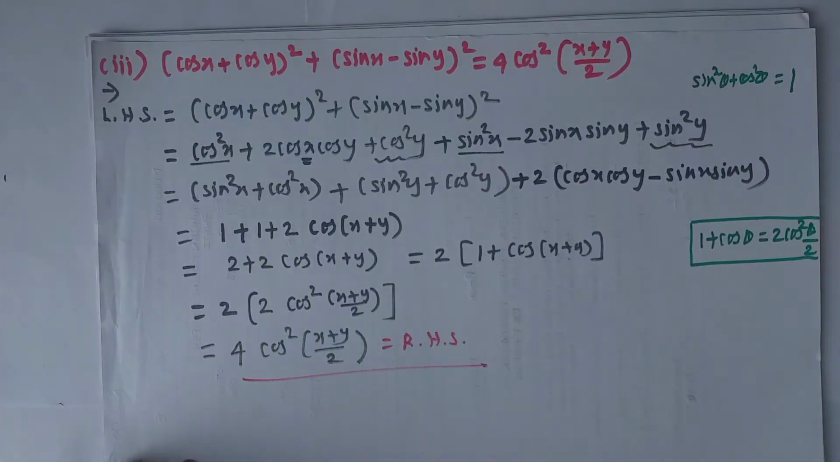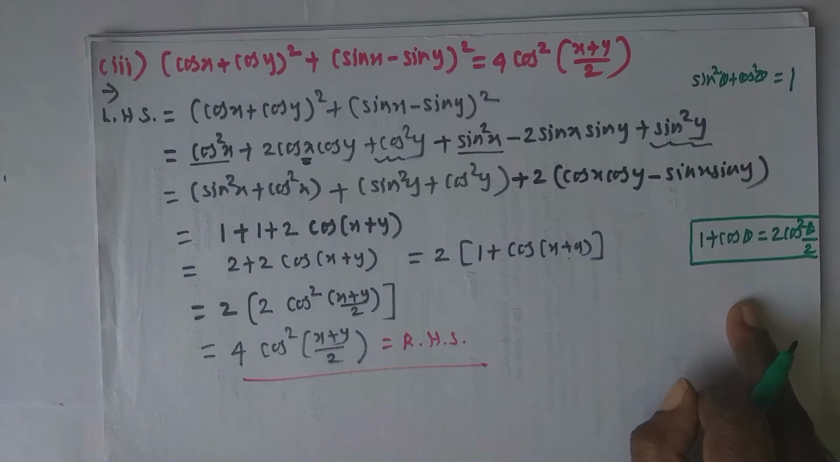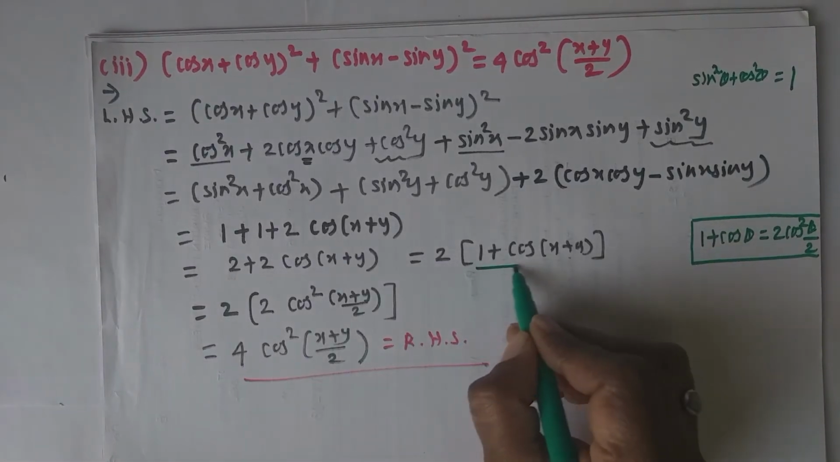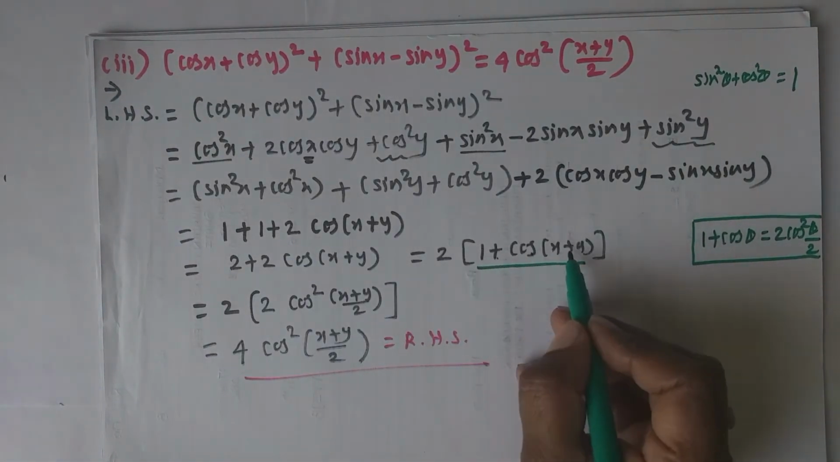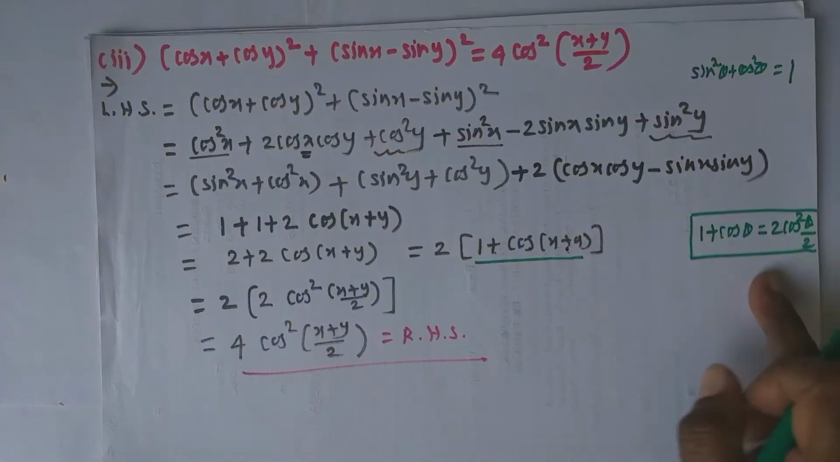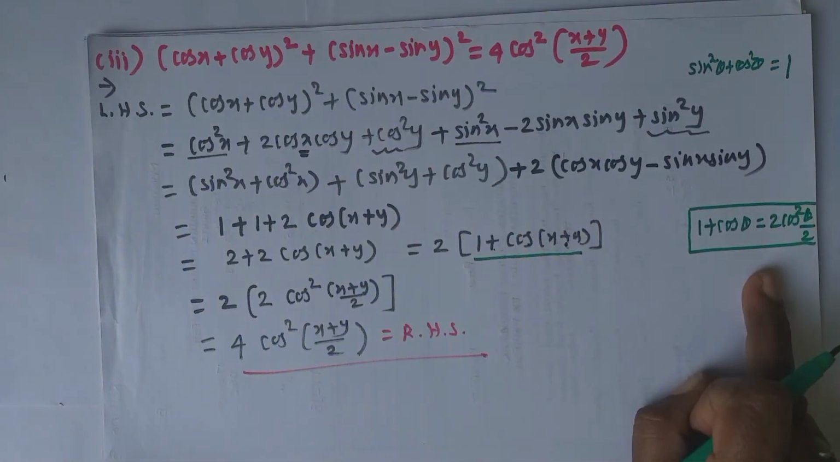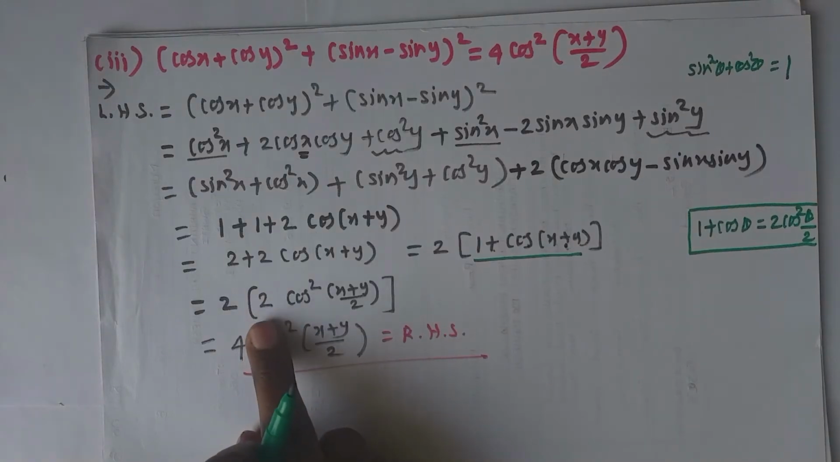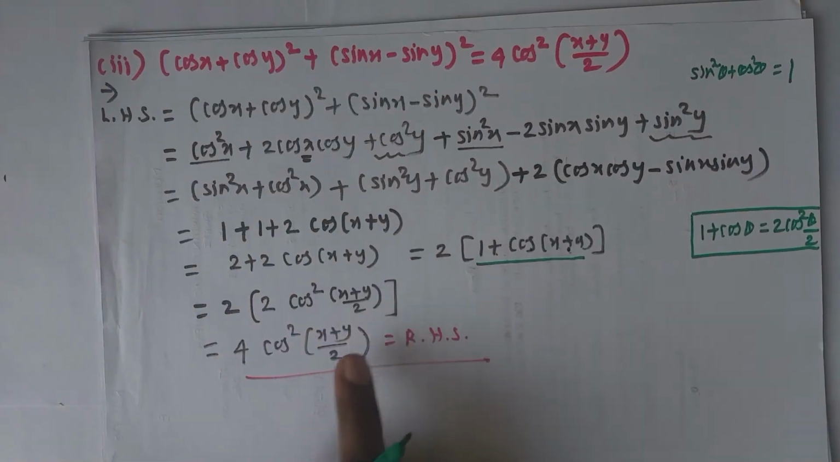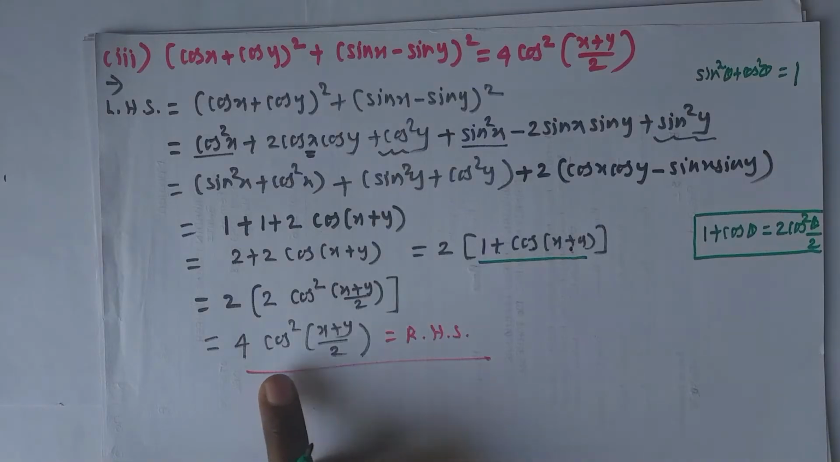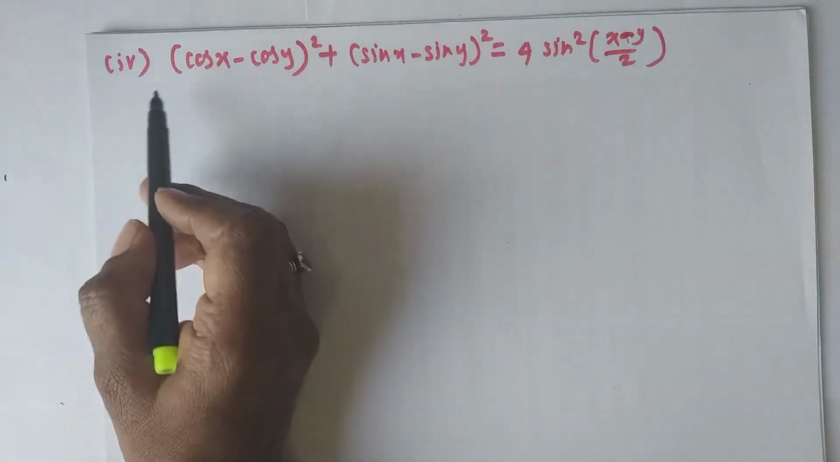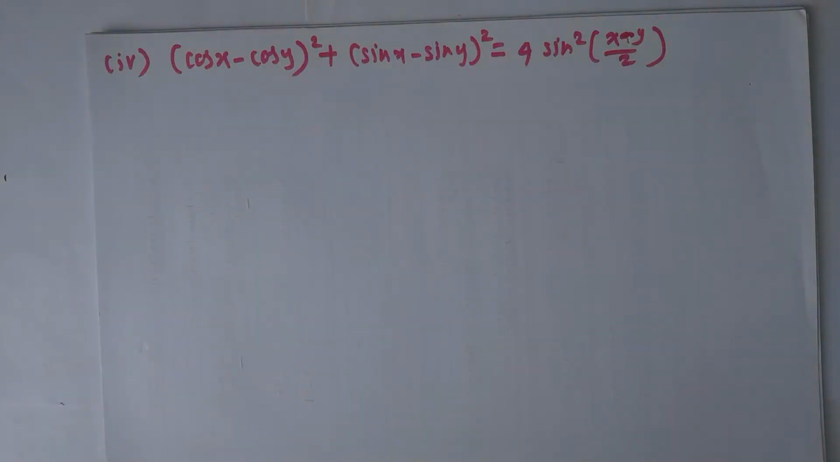In this way, if you know this half angle formula, then it is very easy. Remember this term. This is 1 plus cos theta. Theta is here x plus y. Therefore, I am using this half angle formula. Therefore, this is equal to 2 into 2 times cos square x plus y. Simplify this. This will be 4 cos square x plus y divided by 2. Okay. What is the next problem? Fourth problem is cos x minus cos y bracket square plus sin x minus sin y bracket square is equal to 4 times sin square in the bracket x minus y divided by 2.